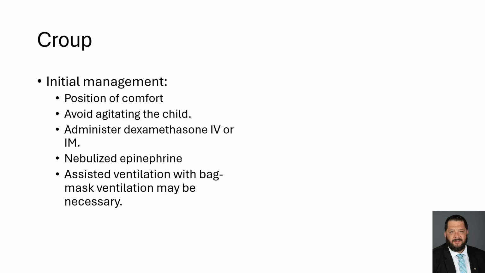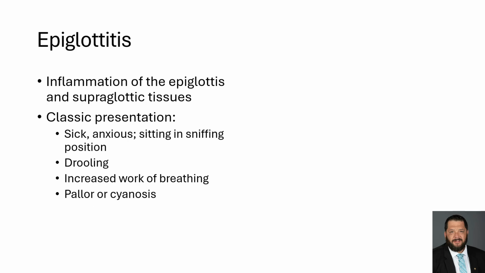Initial management for these patients in the pediatric patient is just like we would talk about with croup in an adult. Position of comfort, right? Try not to agitate the child. If allowed by protocol at your certification level, you can consider things like IV dexamethasone or intramuscular dexamethasone. Nebulized epinephrine can occasionally be helpful with these patients, again certification dependent, and then assisted ventilations with bag valve mask may be necessary if they have ventilatory insufficiency.